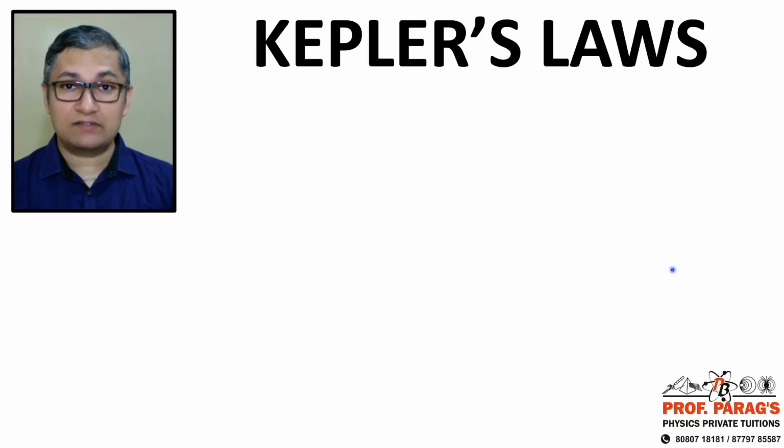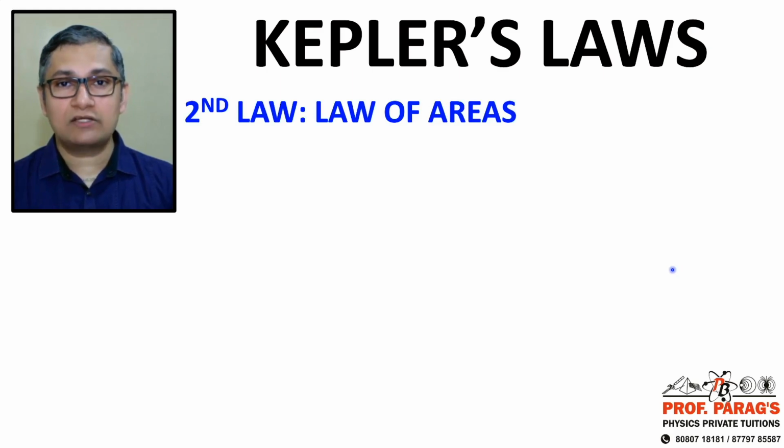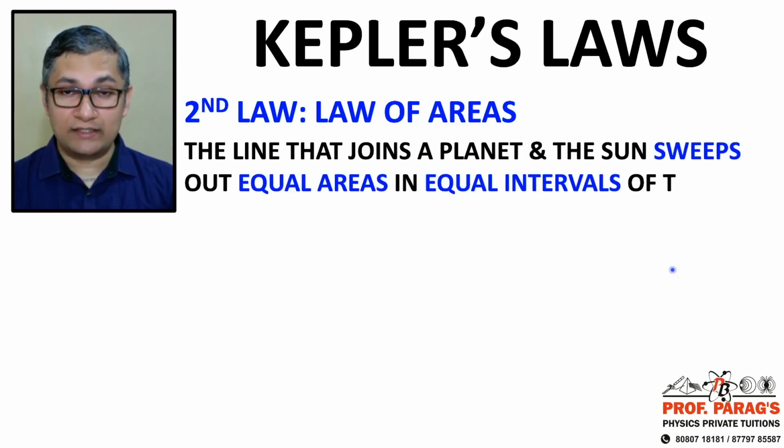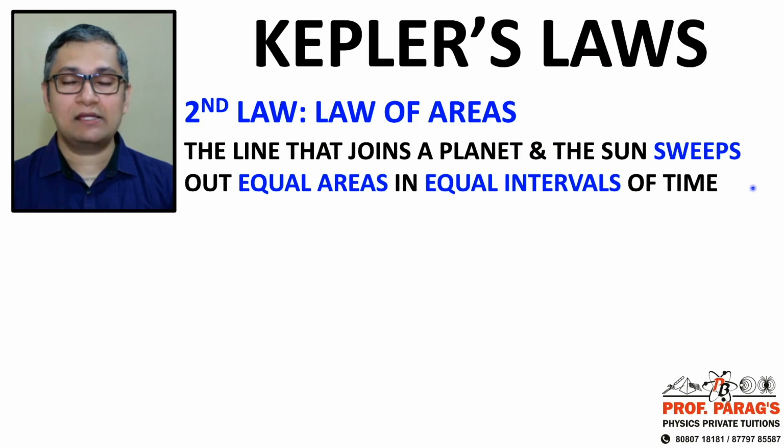So coming back to Kepler's second law. Kepler's second law is also called the law of areas. So what is this law? He's saying the line that joins a planet and the sun, so the center of the planet to the center of the sun, we can call it a radius vector r, sweeps out areas. It's going to sweep out equal area in equal intervals of time. So it's also called the law of areas or law of equal areas. Equal area in equal time.